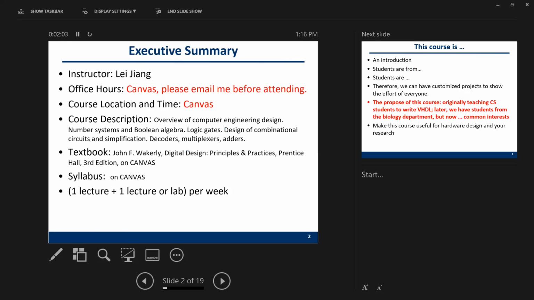So we will heavily use Canvas. You can check all this information, including the office hour, on Canvas. Particularly if you want to have an office hour slot, you can just email me so that we can schedule a physical or Zoom office hour slot.